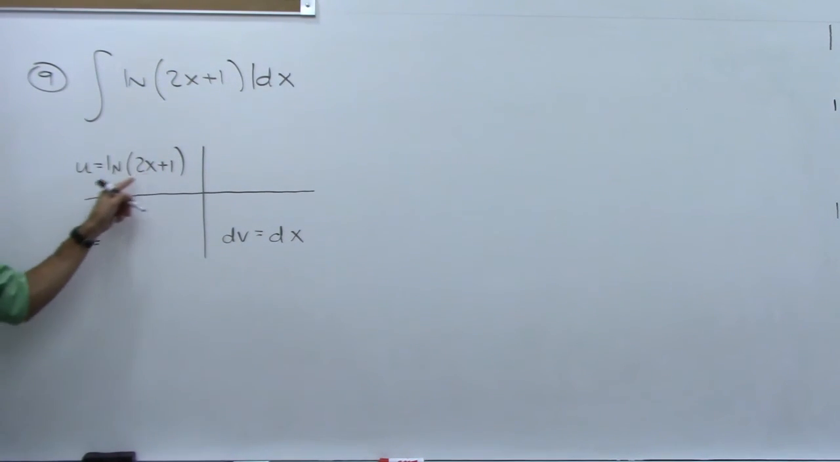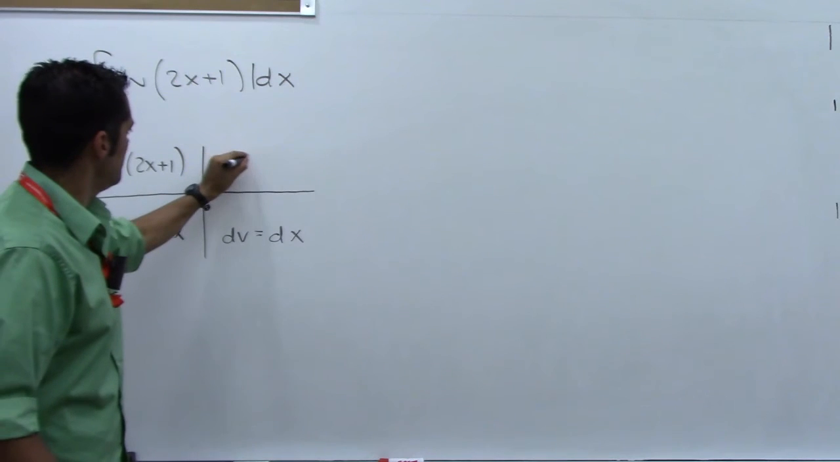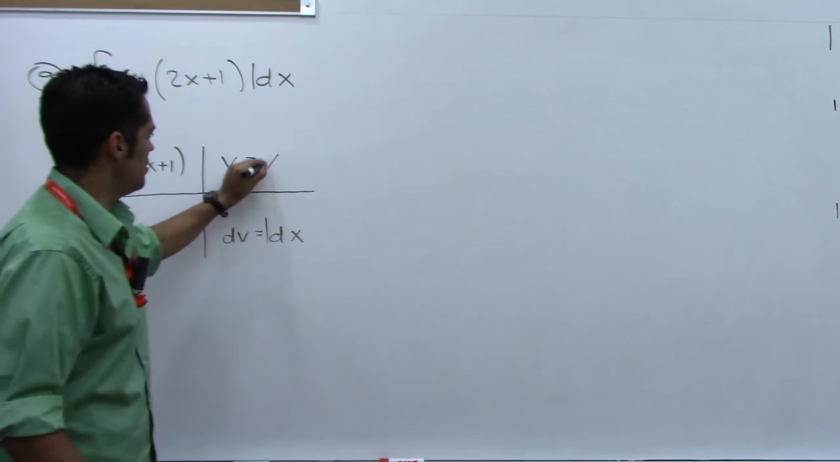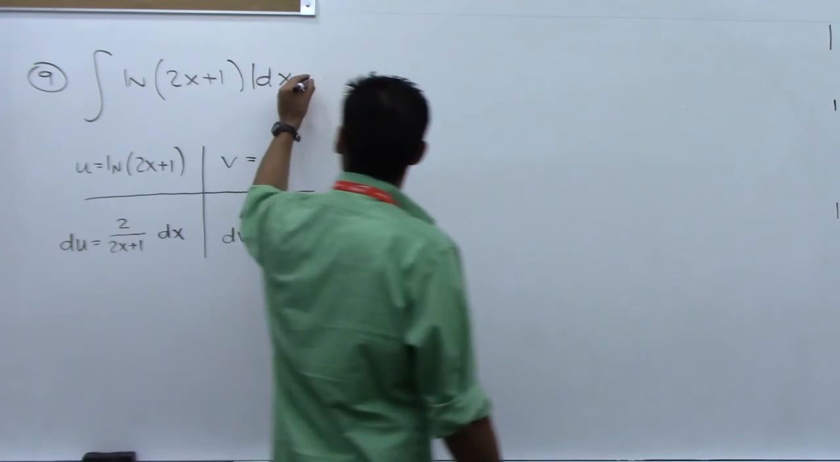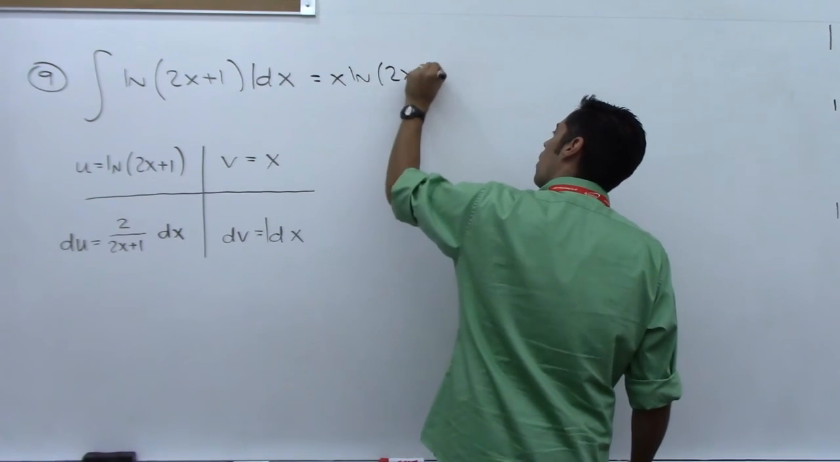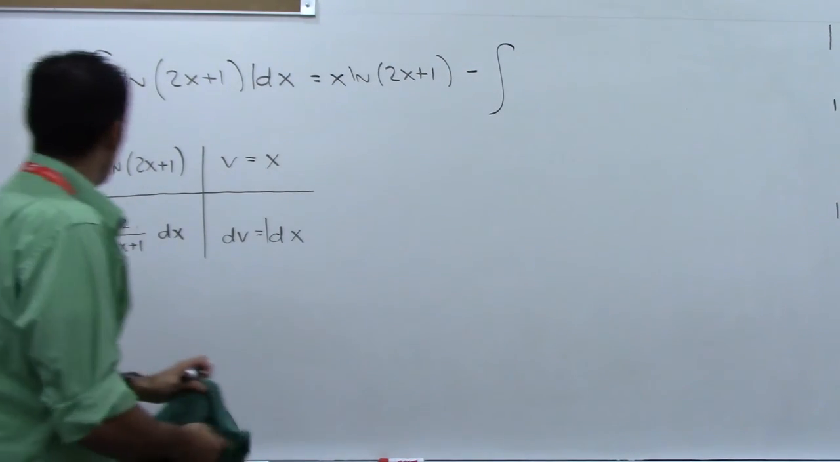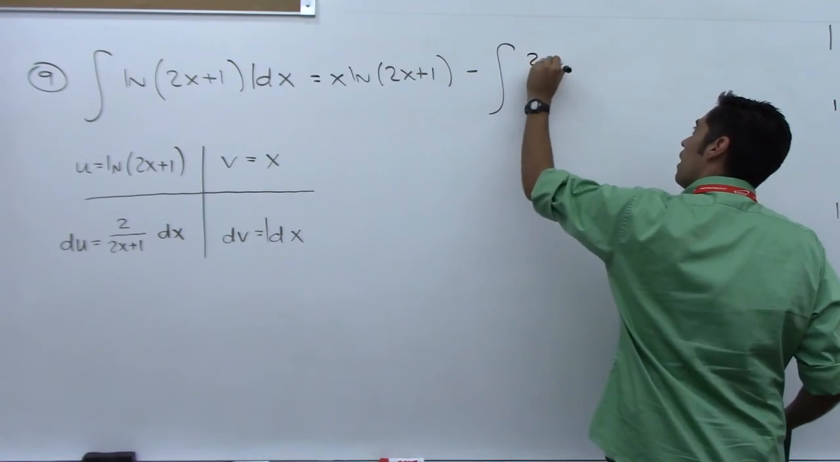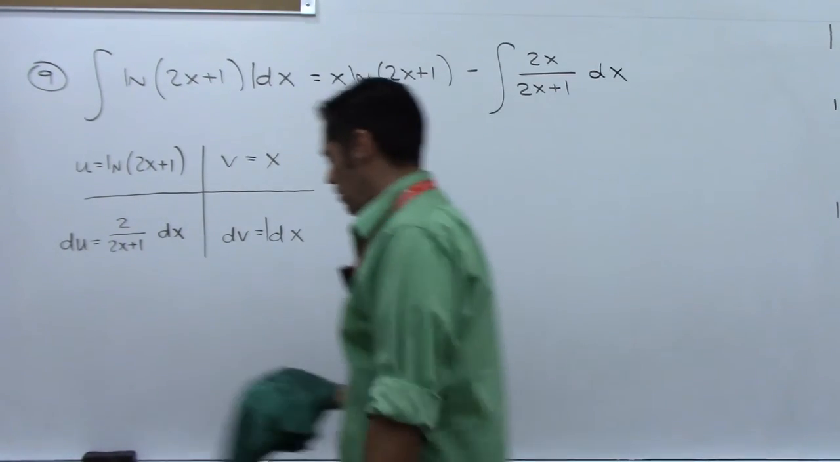Du, the derivative of this, is 1 over it times the derivative of what's inside. So you should get 2 over 2x plus 1 dx. And then the antiderivative of 1 with respect to x is just x. And so now we have ultraviolet, this times this, x natural log 2x plus 1 minus integral voodoo, which is this times this. So that becomes 2x over 2x plus 1 dx. And then how would we integrate that?